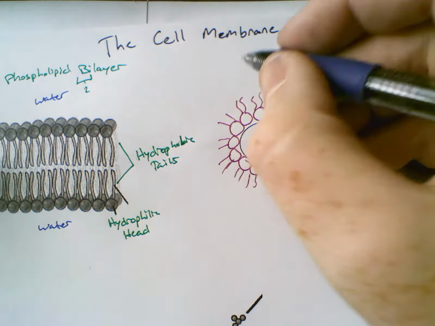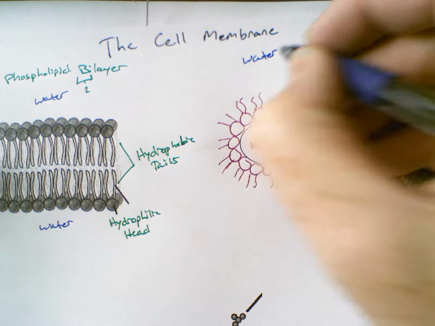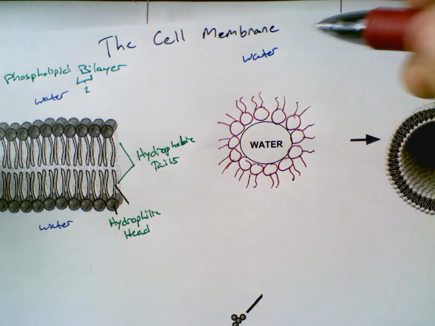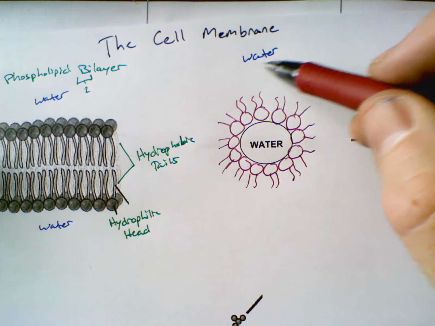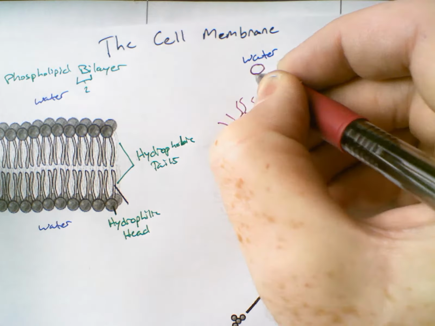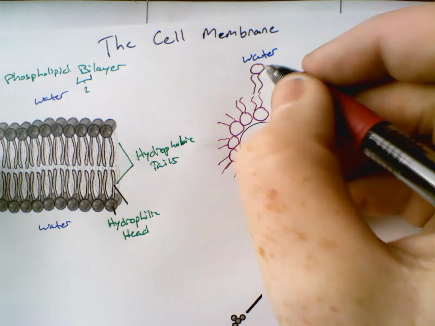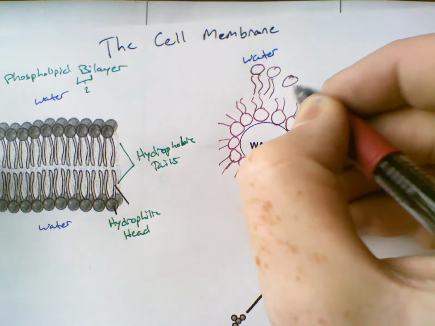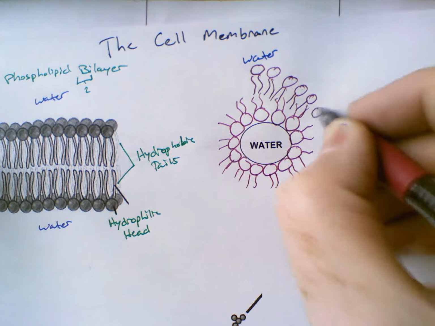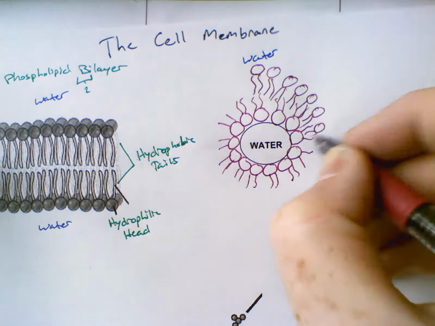But then what if there was water out here too? Yeah, so we would need a second layer, a bilayer. So we need a second layer with the hydrophilic heads protecting their hydrophobic tails from this water. So we would have another layer of phospholipids forming right here, facing the opposite direction. And this is how we end up with a phospholipid bilayer.